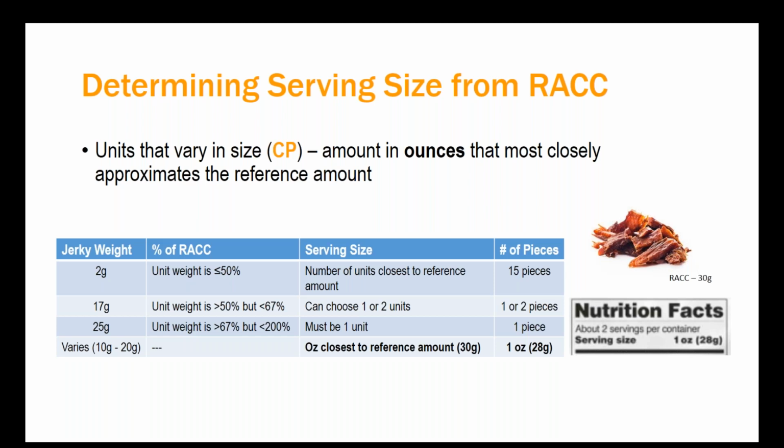If you are making your piece weight at consistent weights, so let's say all of your jerky weights are 2 grams, 17 grams, whatever, you would follow the percentage rules in the RACC. If that's not the case and they vary in size like a lot of jerkies do, the RACC says that you're supposed to use the amount in ounces that closely approximates the reference amount. I apologize for the blurry example there, but you can see on the nutrition facts that if we look up the RACC for jerky, that's 30 grams according to the FDA. The closest ounce is 28 grams, so your household measure would be 1 ounce and your metric weight would be 28 grams.